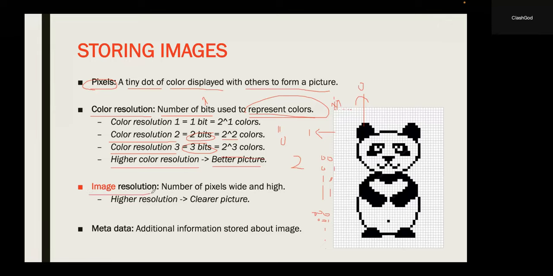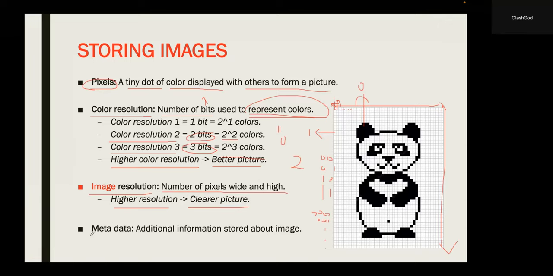Now let's take a look at image resolution. This is very important. It is super, super easy. Image resolution just means the number of pixels wide and the number of pixels high in a photo. In this photo here, you just count how many pixels are wide, and then you count the number of pixels high, and that is your image resolution. And the higher the image resolution, the clearer the picture, because the more pixels you have, the clearer the photo is, right? You measure that by measuring the number of pixels wide and high. So higher resolution, clearer photo.